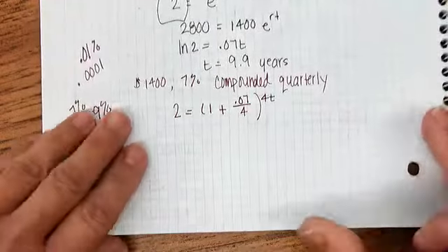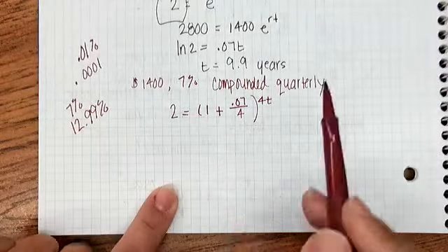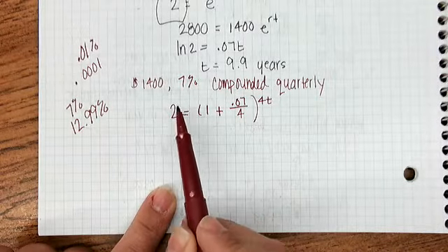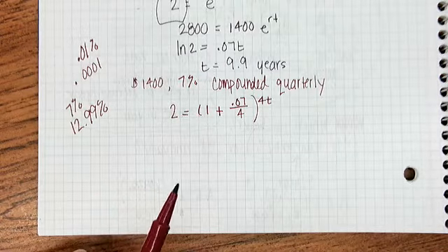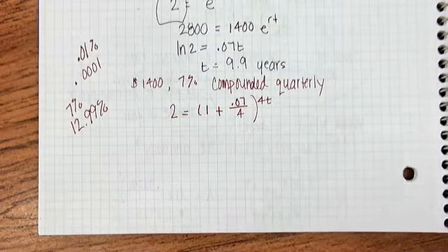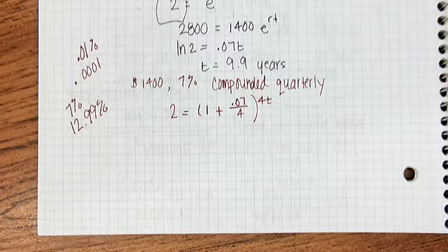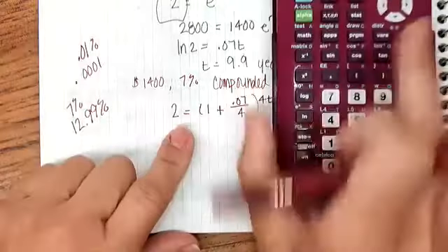So what I just did was I plugged in what happened to the P and the A. If P is 1,400 and A is 2,800, and you divide, you're always going to get 2. If I wanted to triple my money, it would be 3. If I wanted to half my money, which makes no sense, it would be 0.5. But when we talk about half-life, it's going to be 0.5.